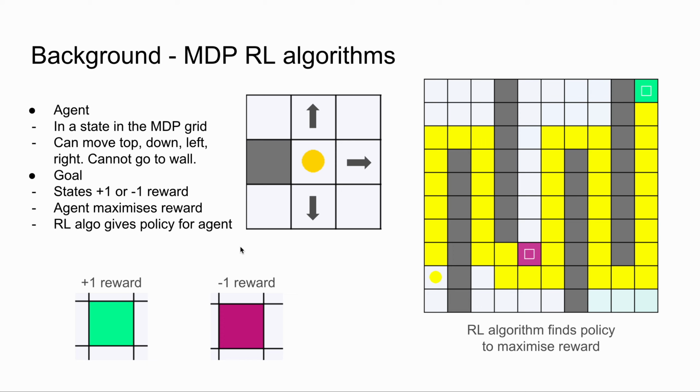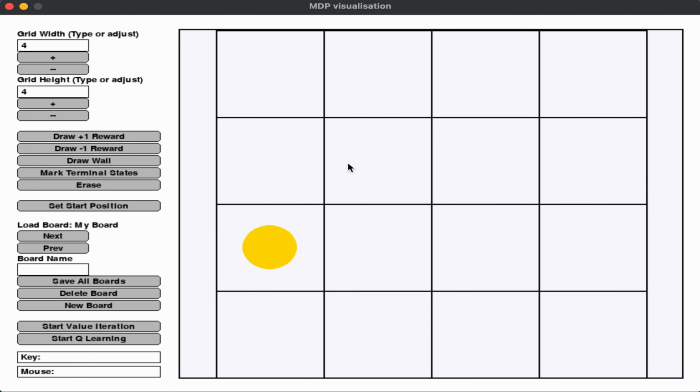Central to reinforcement learning is an agent. We represent the agent here with a yellow circle. Now let's go through a small demo to see how our tool actually works.